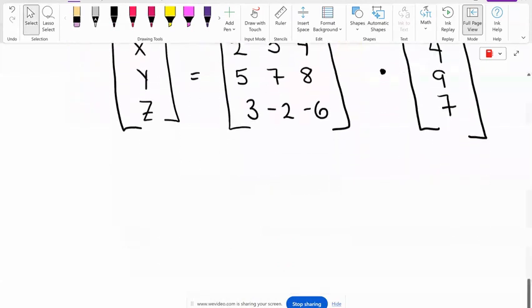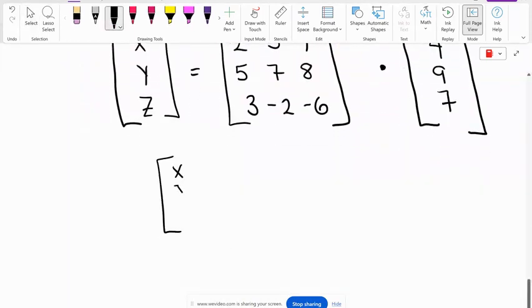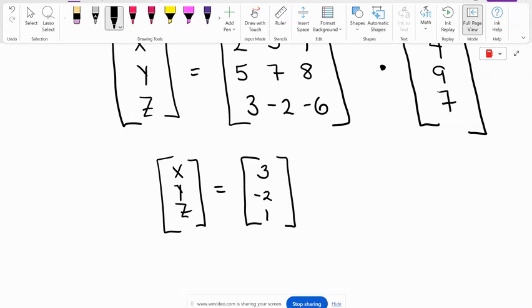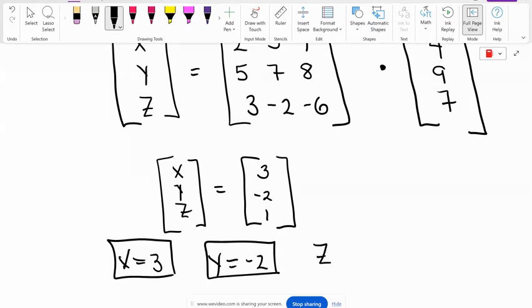So we get matrix X, Y, Z is equal to 3, -2, 1. What does that mean? X is 3, Y is -2, Z is 1.